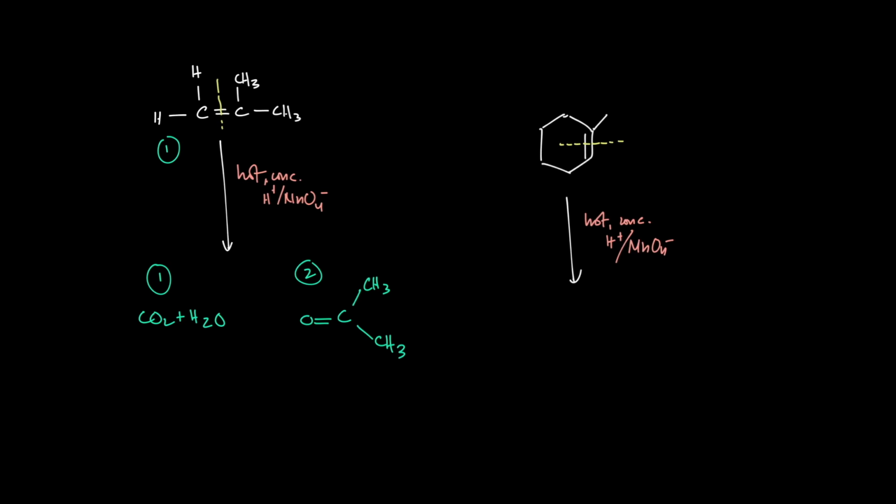Now, will I get a single product or two different products? If you don't have a ring, in strong oxidation you end up breaking the double bond and you end up making two separate things. But over here, since you have a ring, all you're going to do is open the ring up. You're not going to get two different products, because these carbon atoms are still connected through this chain over here.